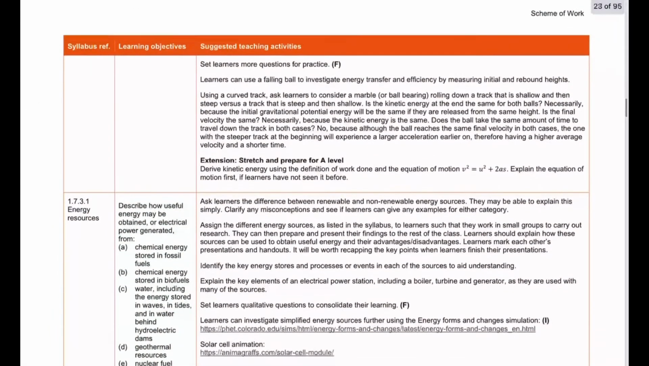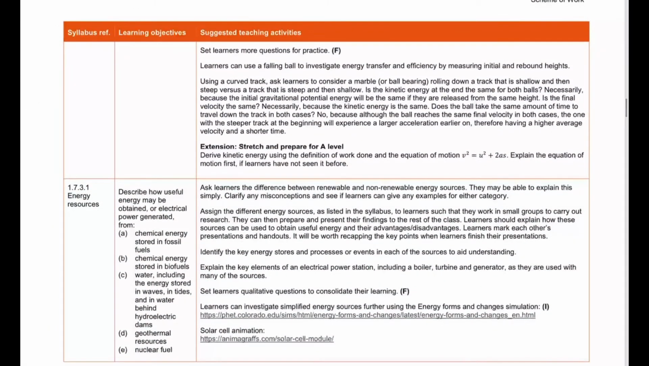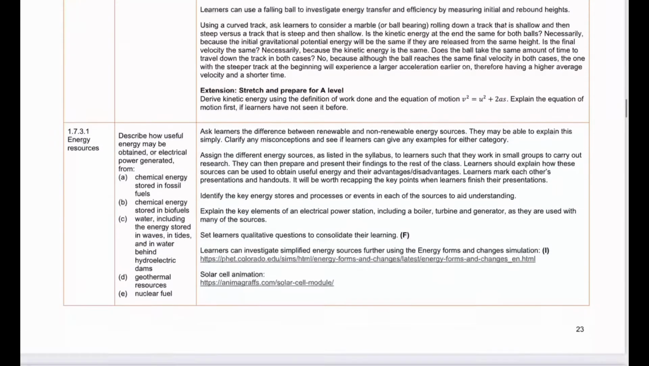Key concept 1.7.3.1 Energy resources. Describe how useful energy may be obtained, or electrical power generated, from: A. Chemical energy stored in fossil fuels. B. Chemical energy stored in biofuels. C. Water, including the energy stored in waves, in tides, and in water behind hydroelectric dams. D. Geothermal resources. E. Nuclear fuel.